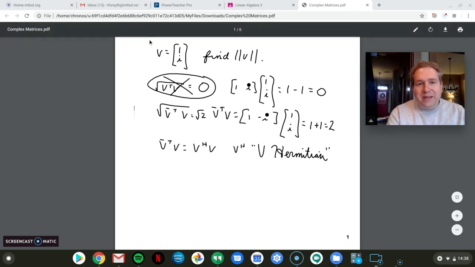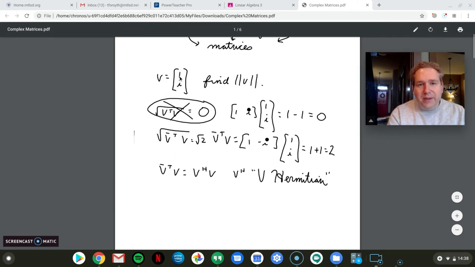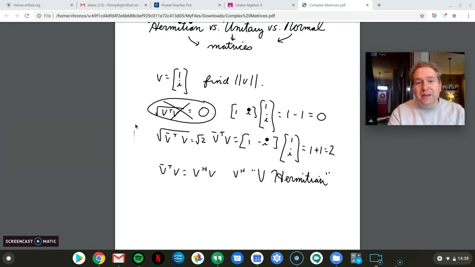If I give you a complex vector here, v, with components 1 and i, and ask you to find the length of it, we know that it's the square root of the dot product of it against itself. So the square root of v transpose v, and it should not be 0 because it's clearly not a zero vector, so it has to have some length to it. By the way, this length has to be a real number because it's measuring a distance, right? But you'll notice what happens when we take v transpose v: we get 0, which can't be right because this is clearly a non-zero vector.